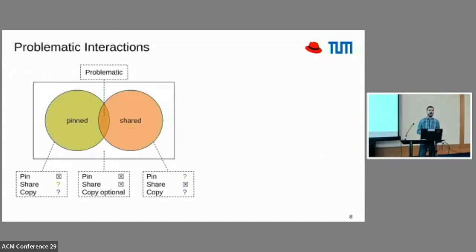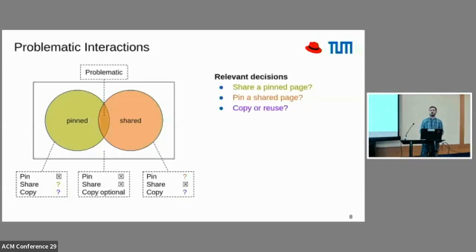Now, if we want to understand what these problematic interactions are and how to actually get the correct solution to the problem, we first consider the possible states of our physical pages in the system. They might be pinned, they might be shared, they might be neither pinned nor shared, and they might be pinned and shared. And to handle copy on write and page pinning, we have to make certain decisions. So do we want to share a page that's already pinned? Do we want to pin a page that's already shared? And in all of these cases, do we want to reuse or copy, or do we have to copy, or do we have to reuse?